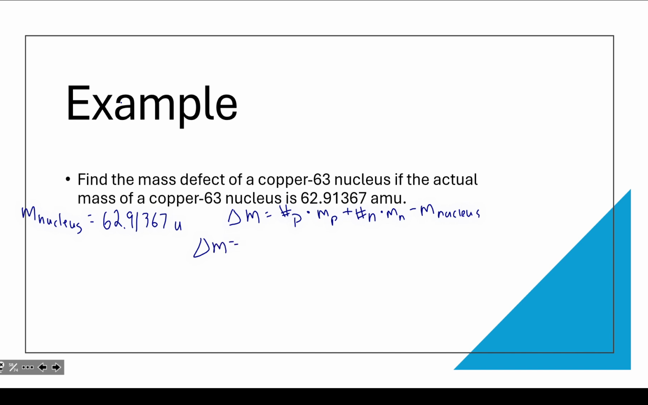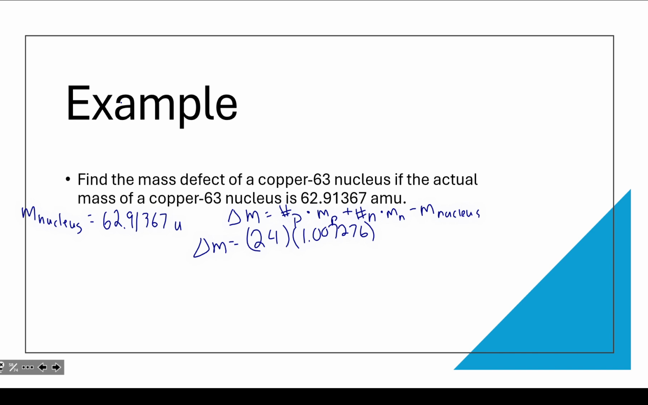So let's put some numbers in here. Copper is element 24, so that means I have 24 protons. Each proton has a mass of 1.007276 atomic mass units. Yes, we have it in kilograms, but I'm going to stick with atomic mass units on this one. You'll see why in a second.